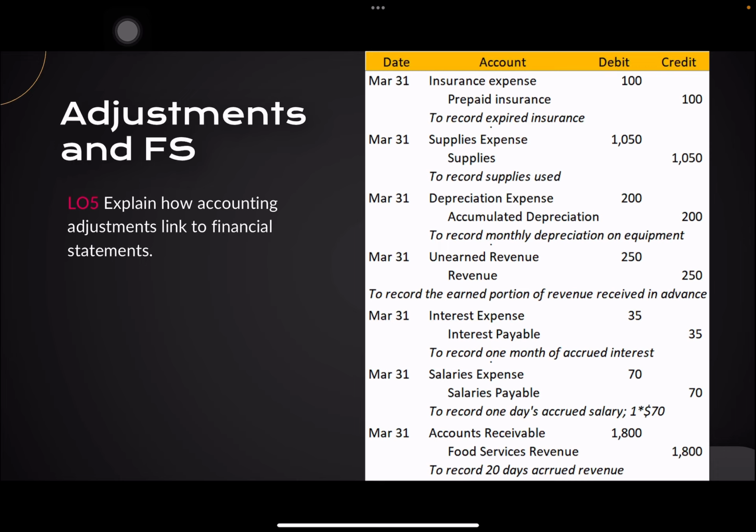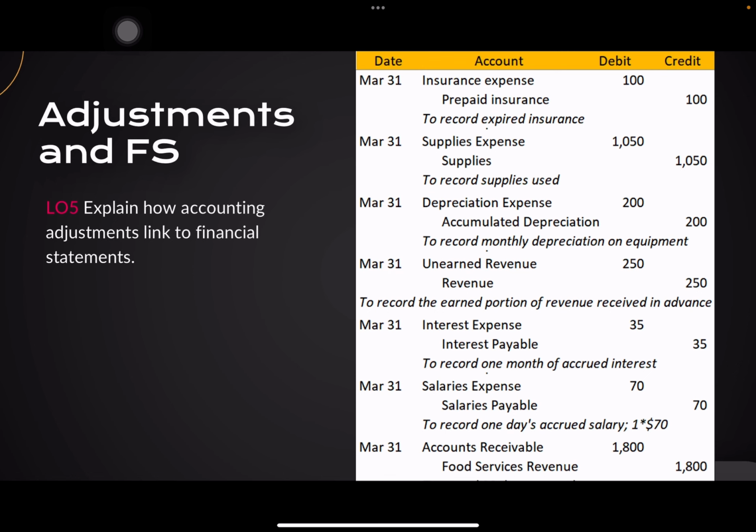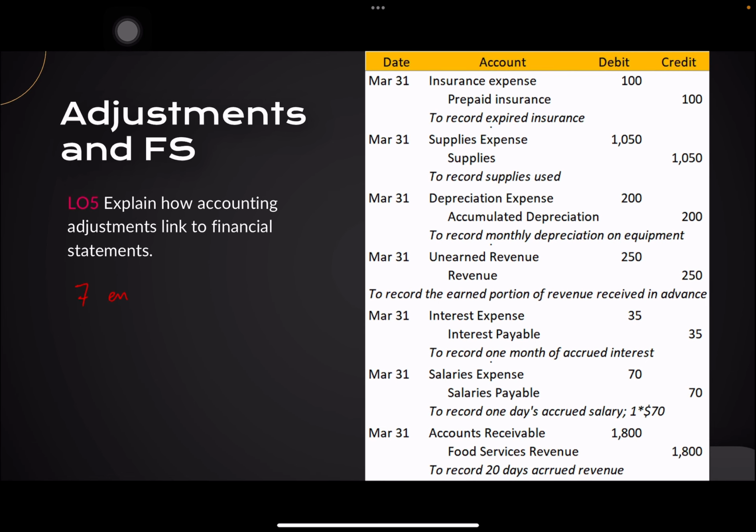So in this screen, this is just a summary of all of the adjusting entries that we've prepared. In order to recall this, you may want to go back again to our videos. Okay, these are the exact adjusting entries that we've prepared. So as you can see here, I have 1, 2, 3, 4, 5, 6, 7, a total of 7 adjusting entries, together with the debit and credit accounts, and also the context of the transaction.